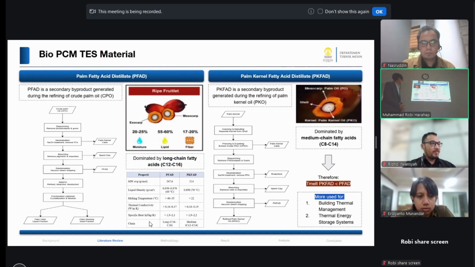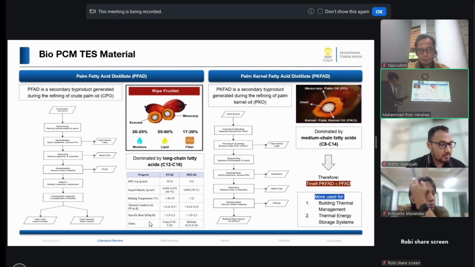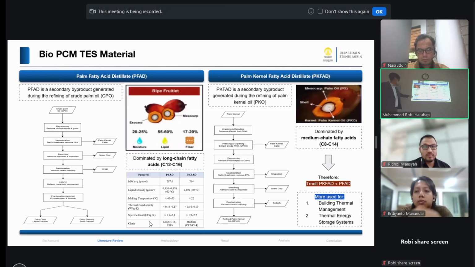What's the key takeaway? The key takeaway is that PKFAD, being a medium chain, has a lower melting temperature, which means that it has a lower operating temperature. Because if we're talking about PCMs, melting temperature is automatically operating temperature, because we need it to solidify and melt, solidify and melt. So PKFAD, due to its lower melting temperature, is used more for room temperature applications, which is building thermal management and thermal energy storage systems.